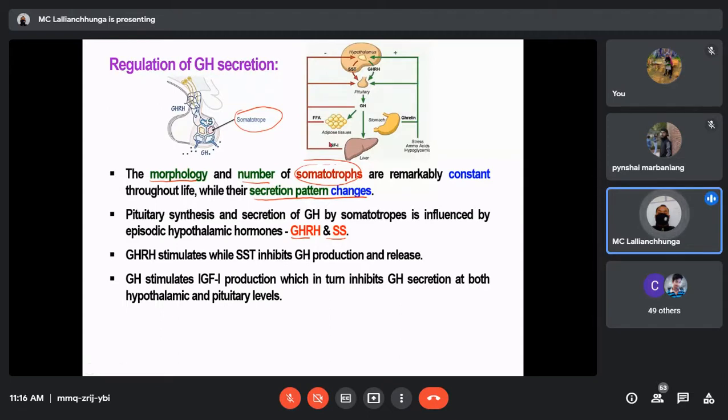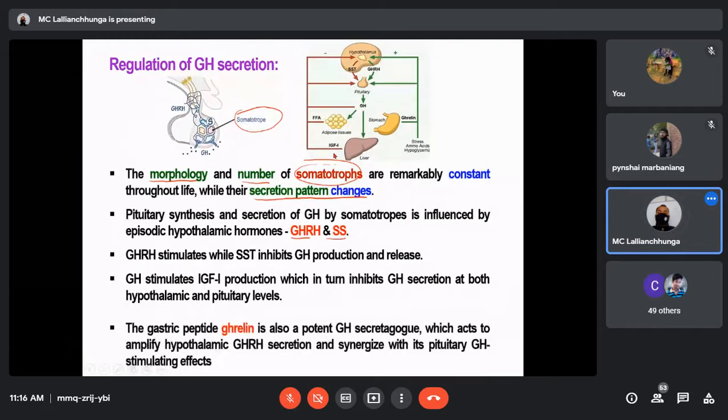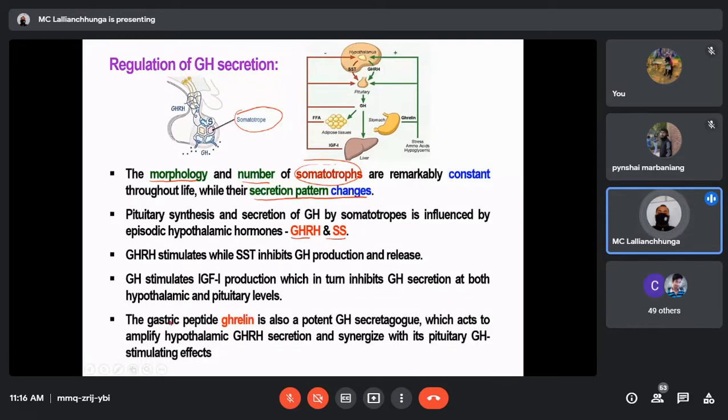You know that this IGF-1 has so many functions that I've already shown you. It is causing adipocyte fat metabolism and growth of the bones, growth of the muscles, and so on. That one also I'll show you afterwards. Now the concentration of IGF-1 has increased. And you know the gastric peptide ghrelin is produced from the stomach.